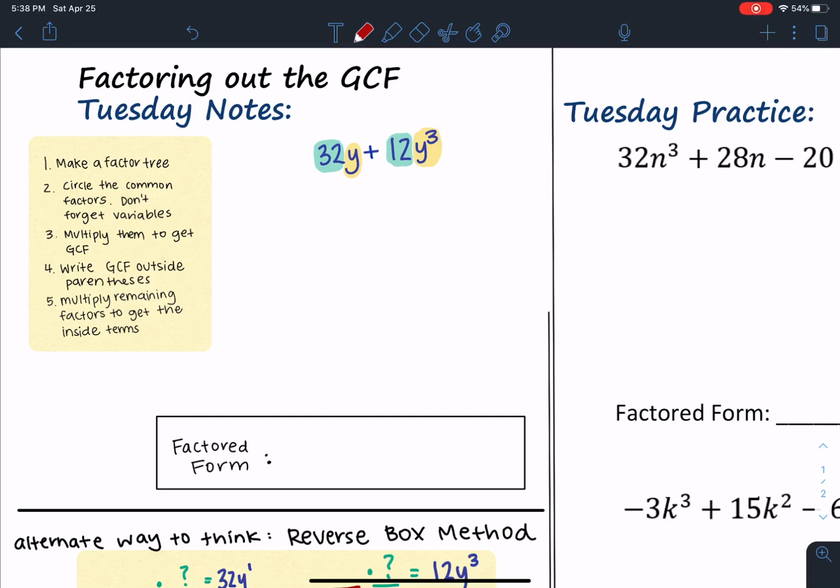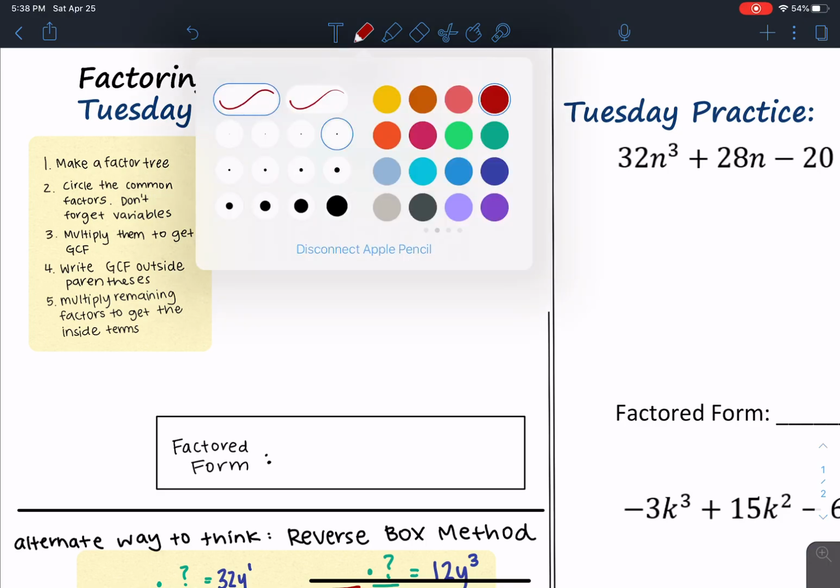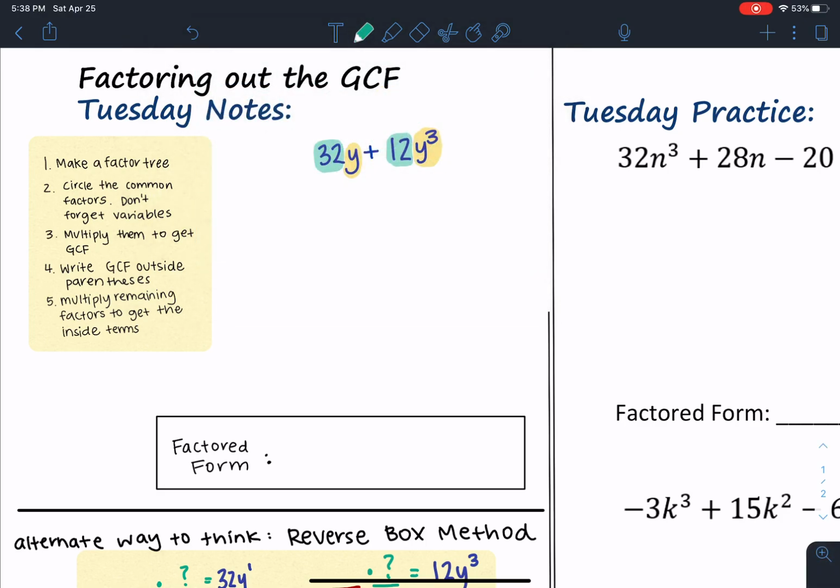All right, now that we know how to identify the GCF, let's try and practice that right now. We're going to make a factor tree. Because these are all even numbers, we're going to divide it by 2. We're going to make the factor tree with the 12. Once we get 2's and 3's, we can stop.